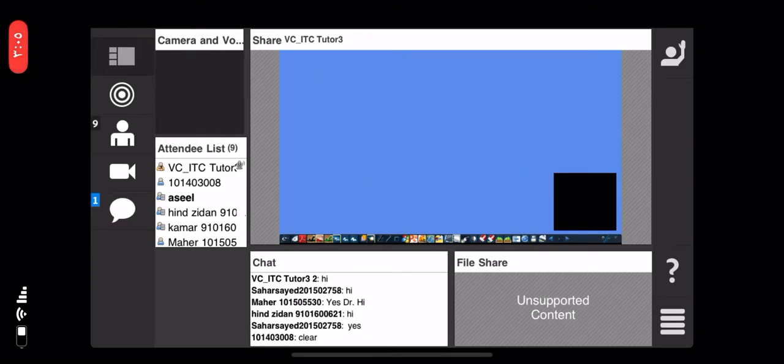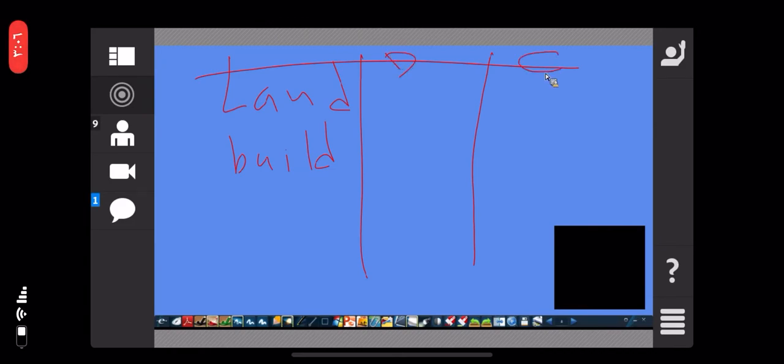So the entry will be what? Land and building will be in the debit side. This is debit and this is credit. So land and building will be debit and cash and notes payable will be credit. So now we need to decide the amounts.